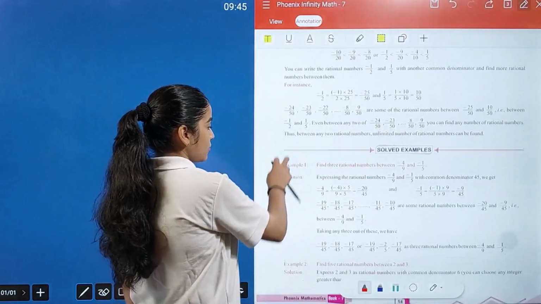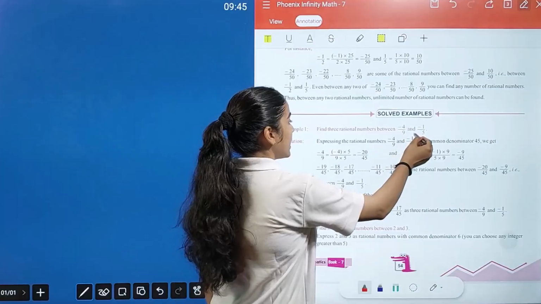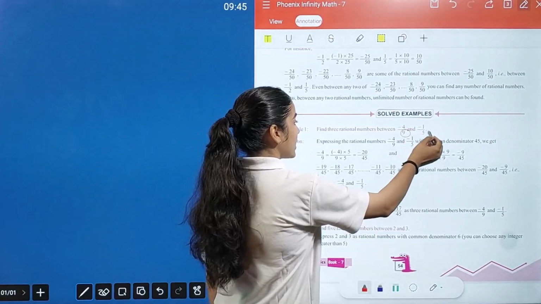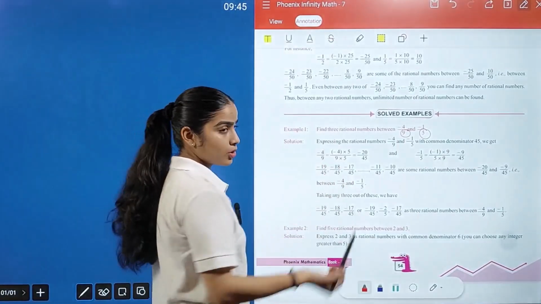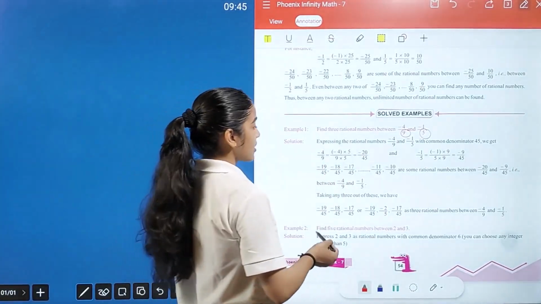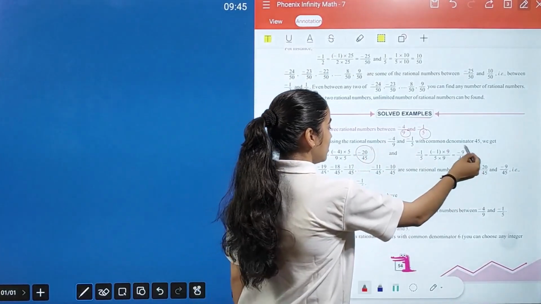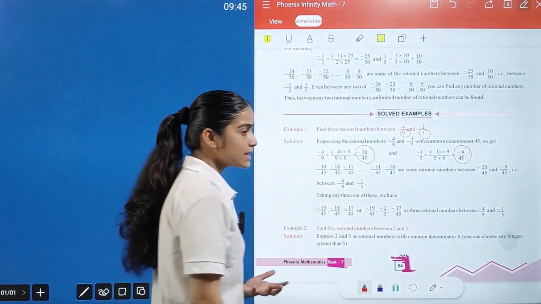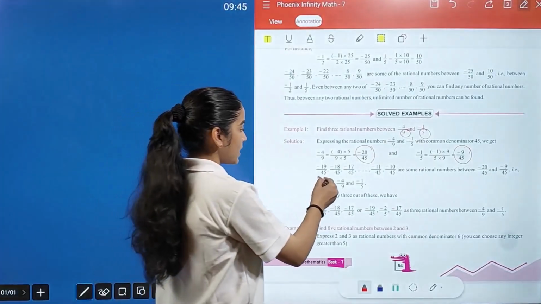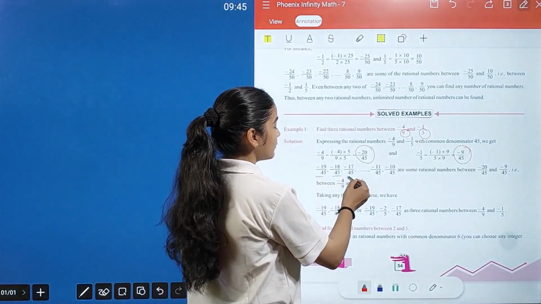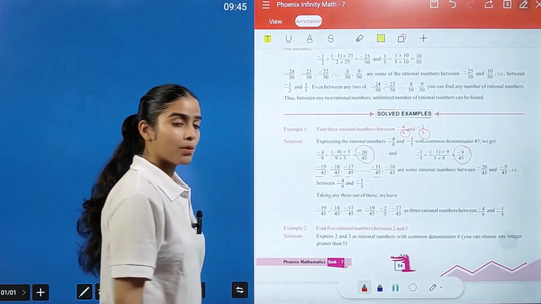Okay, now you have some examples. Find three rational numbers between minus 4 by 9 and minus 5 by 9. So you have to take the LCM of 9 and 5. You got 45. Now you have to make the denominator the same in both rational numbers. So here we have minus 20 upon 45 and minus 9 upon 45. And now you can easily write the rational numbers between minus 9 and minus 20, which are minus 19, minus 18 upon 45, minus 17 upon 45, minus 11 upon 45, minus 10 upon 45.